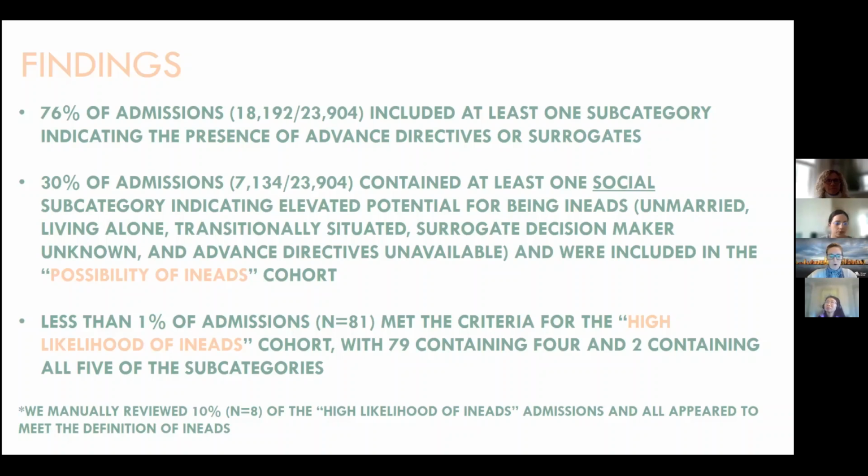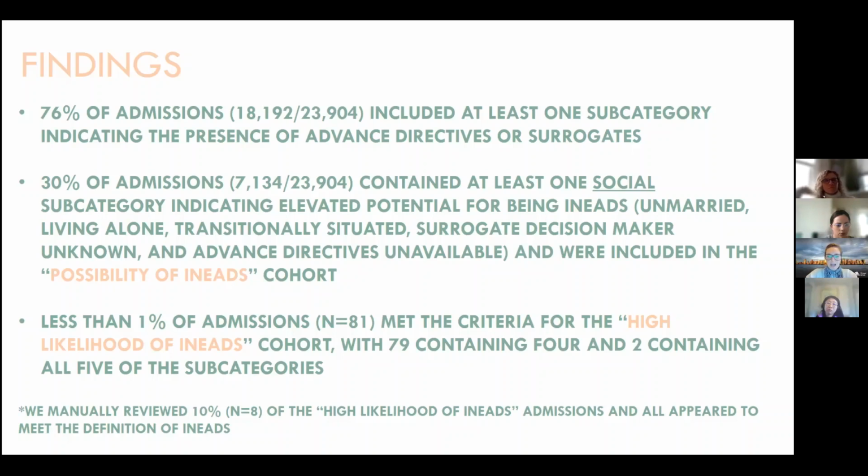So we threw them into a group called possibly in needs, or possibility of in needs, right? They may have an elevated likelihood of being in needs, but they don't necessarily have a strong possibility of being in needs. Less than 1% of admissions, 81, met the criteria for high likelihood of being in needs, meaning that they had at least 4 of these 5 subcategories identified. So they had either 4 or 5 of these: unmarried, living alone, transitionally situated, surrogate decision maker unknown, and advanced directives unavailable. 79 had 4 and 2 had all 5 of these subcategories.